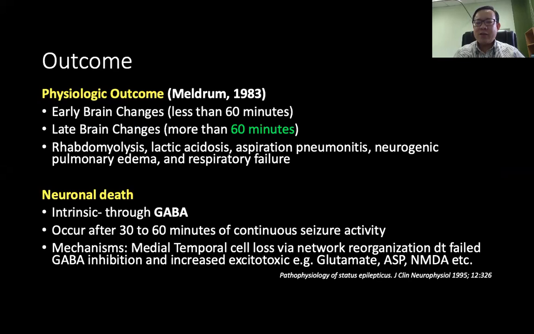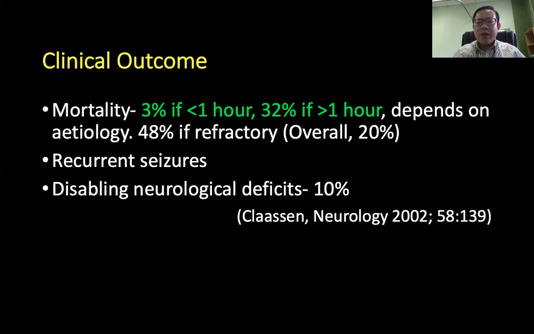So 30 minutes is phase 1, which includes first and second line of anti-epileptic drugs. 60 minutes is on anesthetic agent, and after 1 day, we call them super refractory epilepsy. 1 hour is a good cutoff point. If the patient's seizure or status is less than 1 hour, the mortality rate is only 3%. But if the status persists more than 1 hour, mortality rate goes up to 30%. And therefore, the important rule is we want to control the status as early as possible, irrespective of the underlying cause.